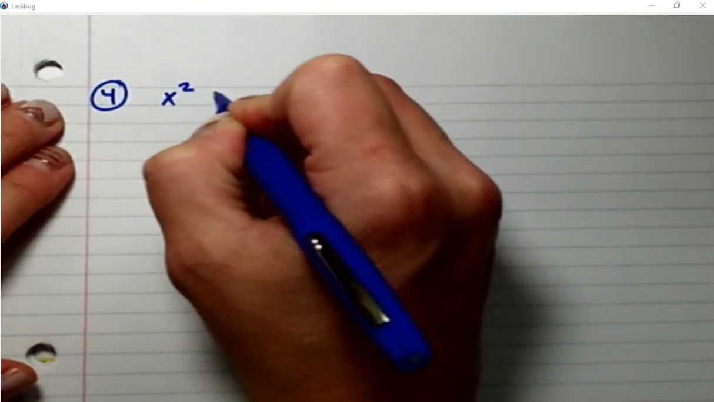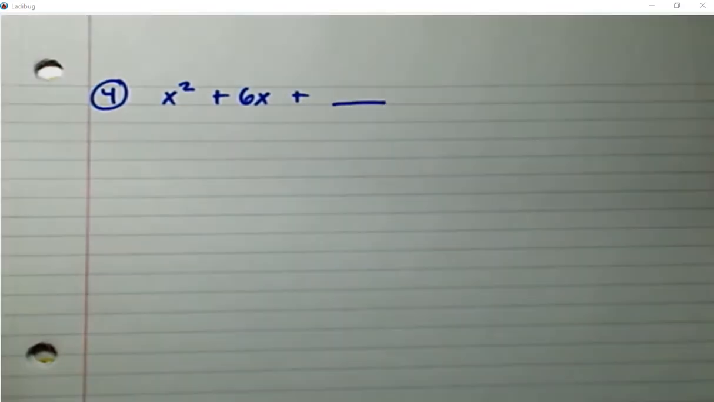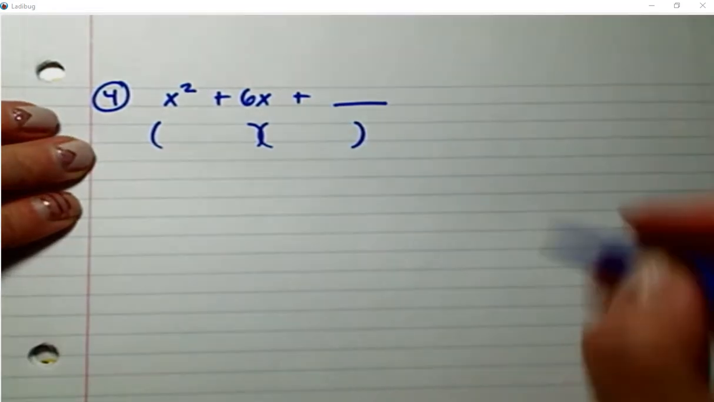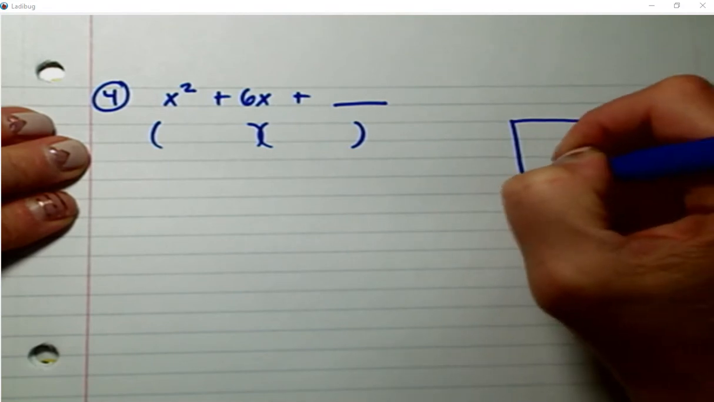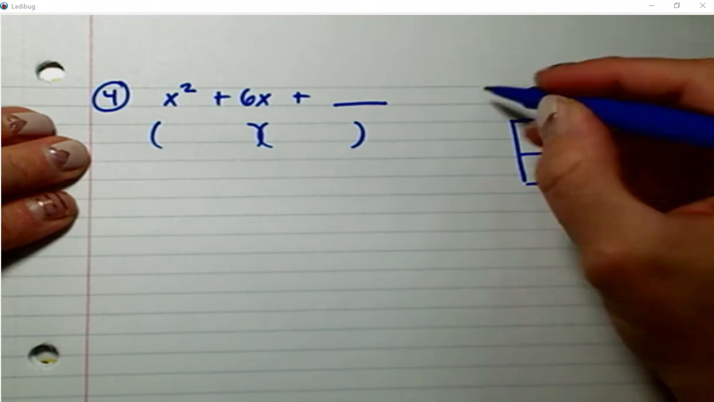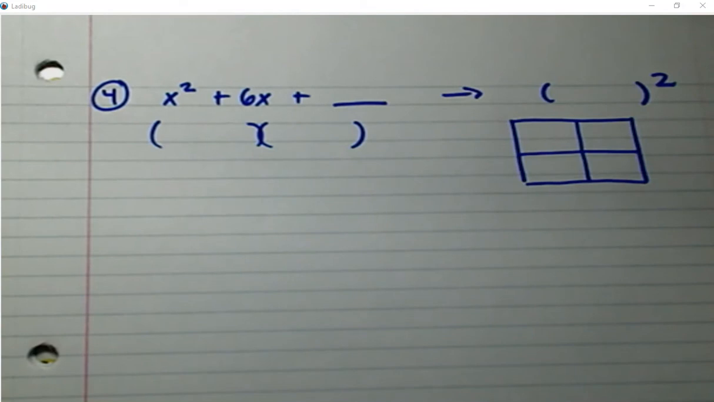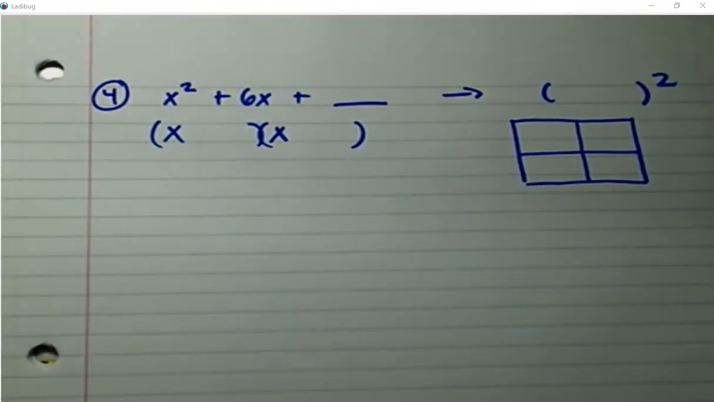Okay, x squared plus 6x plus what? Okay. And I'm going to put this in parentheses. I'm also going to draw a Punnett square. Yeah, biology. Okay. And I'm still trying to make this a perfect square trinomial. Okay. Well, x times x. Got it. Good.